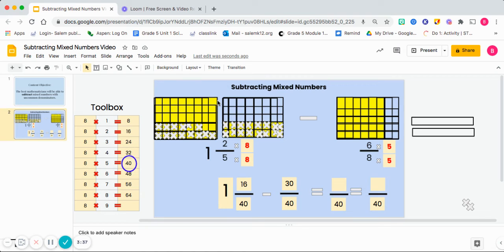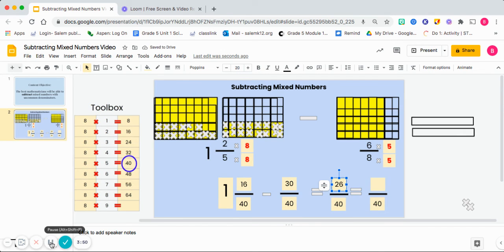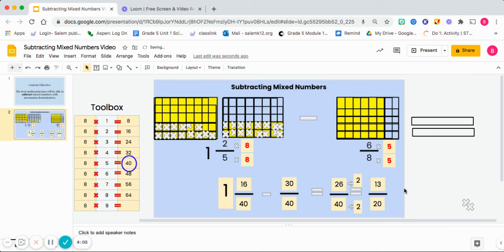We have 8 going across here, and I know that 8 times 3 is 24, plus 1 is 25, plus another 1 is 26. So we figured out that our answer here is 26/40. I can divide both my numerator and my denominator by 2 here to simplify our answer, and I know that 26 divided by 2 is 13, and 40 divided by 2 is 20. So our final answer here is 13/20.